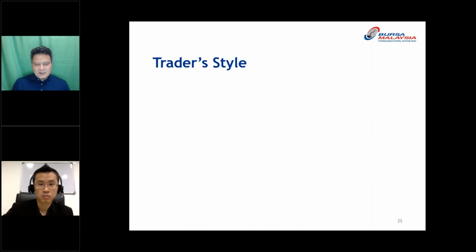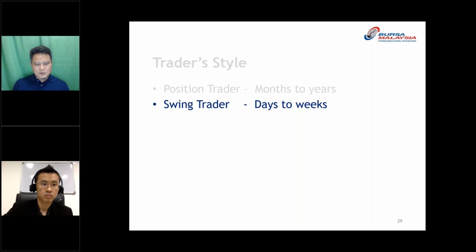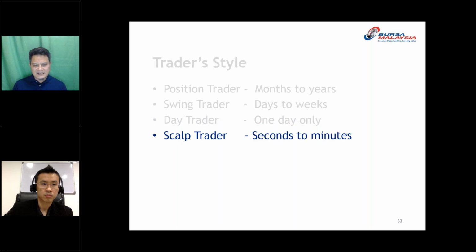Next, what type of trader are you? Are you a position trader? Because different types of traders apply different rules. A position trader holds for months or 2 years, long-term traders. Swing traders hold for days, maybe 1 day or a few weeks. Day traders only buy in the morning and sell in the afternoon, for example. Or scalp traders, who are just scalping the market and buy and sell within seconds to minutes. So depending on what type of trader you are, we determine the entry, target, exit, and also the time frame.